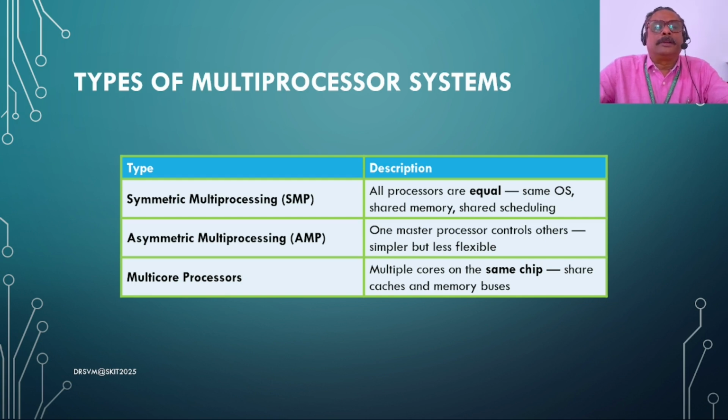And the third one is a multi-core processor, where multiple cores are on the same chip, and they share the cache memory and the memory buses inside the processor. And these memory buses inside the processor work at the highest speed. Therefore, communication among these cores is done at the highest speed, and they share the cache memory, which is again working at processor speed. So the activities happen at the highest speed possible.